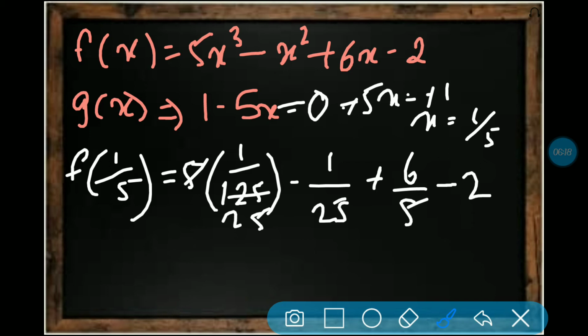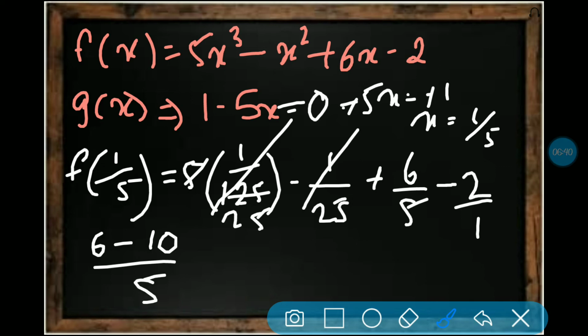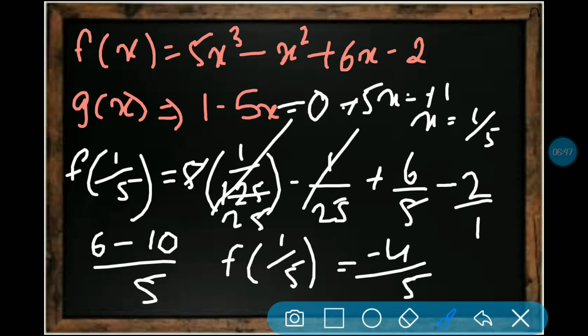Now here 25 will be cancelled, right? 5 times 25 is 125. So 1 by 25 minus 1 by 25 is 0. So these both will get cancelled like that. And 6 by 5 minus 2. So this is 1, if no denominator is there, so into 5, obviously LCM is 5. So it is 6 minus 10 by 5. So f of 1 by 5 is minus 4 by 5. Done. That's it. Option A to be written there.